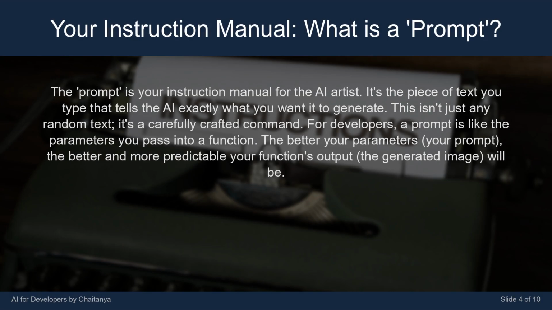It's the piece of text you type that tells the AI exactly what you want it to generate. This isn't just any random text. It's a carefully crafted command. For developers, a prompt is like the parameters you pass into a function. The better your parameters, your prompt, the better and more predictable your function's output, the generated image, will be.